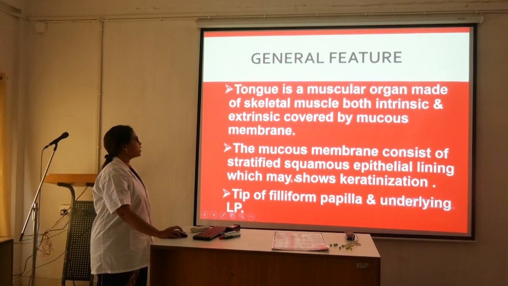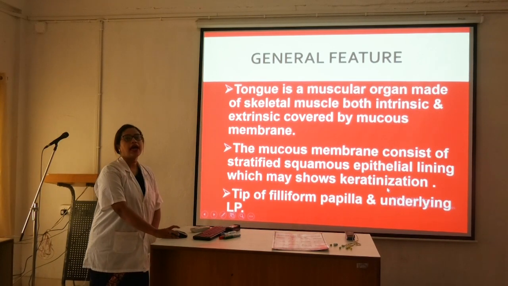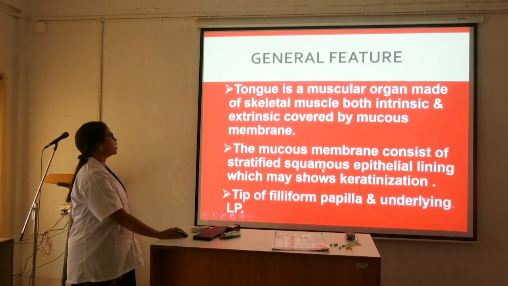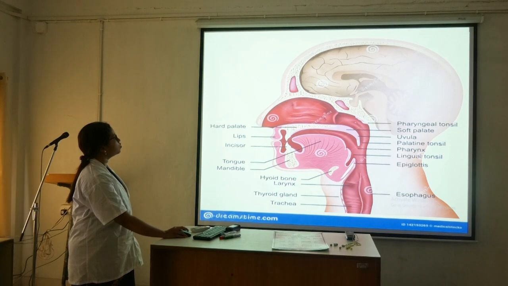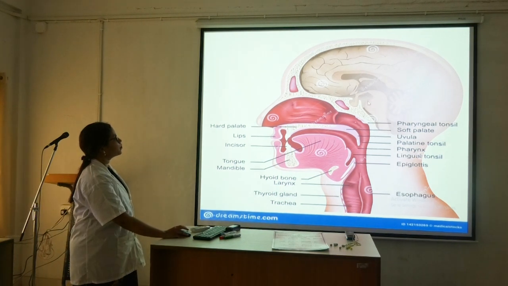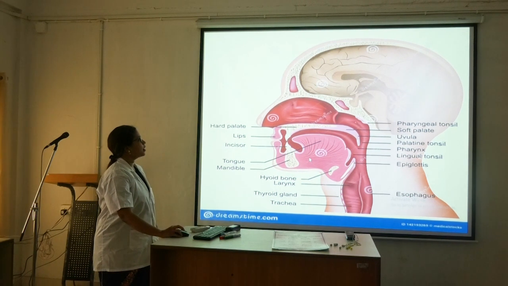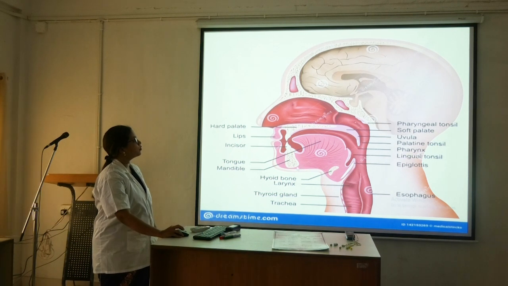In the tongue there is presence of filiform papilla, and also on the lateral part. So see, this is the extension of the tongue. You could see how it extends. Which one is the tongue? This is the tongue, right? So this is the root of the tongue and this is the floor of the tongue where it is attached.